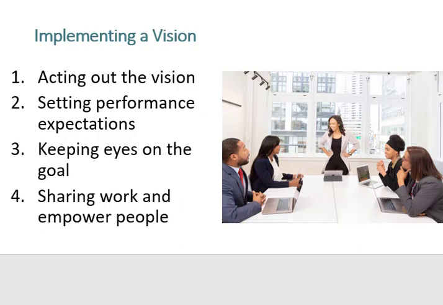Second, a leader should set performance expectations to guide implementing the vision. Most people want to do a good job. A shared commitment to excellence sets a performance measure and helps followers know what the expectation is and how to operate in the organization. Third, keep your eye on the goal or the vision and remind people of the larger picture and what they're doing. Work towards that goal. And fourth, a leader should share work and empower people.